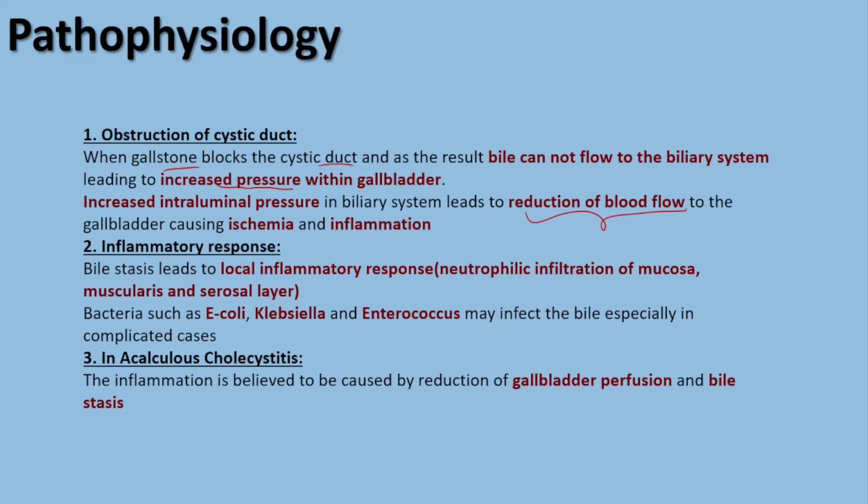So the next step is the inflammatory response, and this is an inflammatory response secondary to bile stasis, and it is characterized by neutrophilic infiltration of the mucosa, muscularis layer of the gallbladder, as well as the serosal layer. Also, bacteria such as E. coli, Klebsiella, and Enterococcus can infect the bile, especially in complicated cases. In case of acalculous cholecystitis, inflammation is due to reduction of gallbladder perfusion and bile stasis.